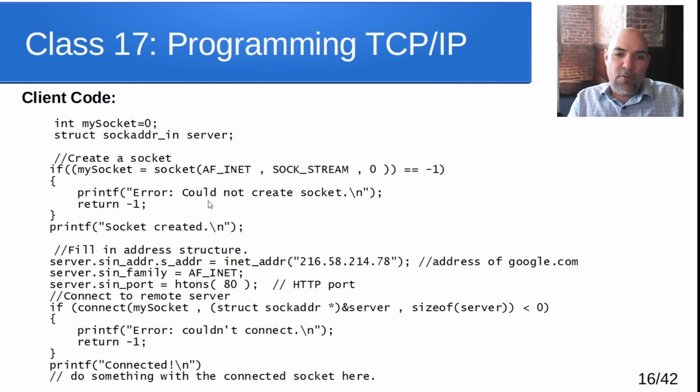So here's the same code we had before to create a socket. We're creating an internet stream, so TCP/IP. And then if we made it past this if statement, it'll say socket created. And now we're going to fill in the address that we want inside of this. So server.sin_addr.s_addr. This is the part where we plug in the 4 bytes of the IP address. And here I just looked up the address for google.com.